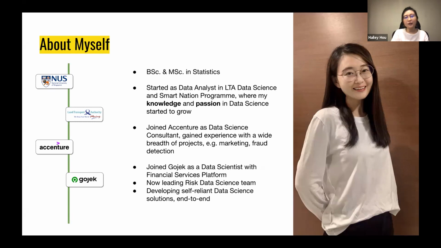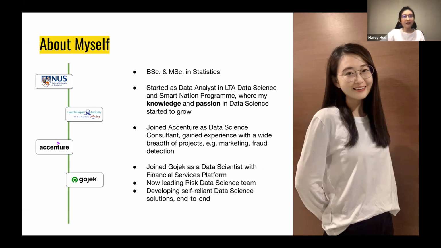So slowly after I noticed that, I joined Accenture, where I got to work on different projects with different clients, and it started to broaden my eyes. Finally, Gojek. Now I'm with the financial services platform, so it's a fintech arm of Gojek. Okay, so generally that is my background: public sector, consulting, and startups.